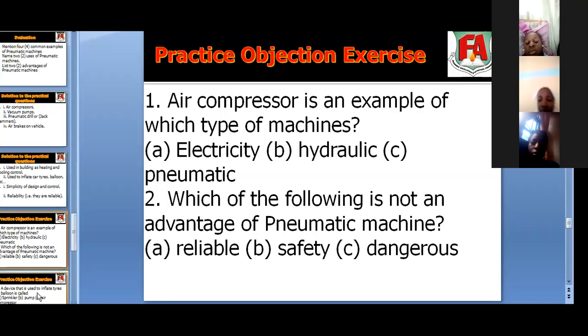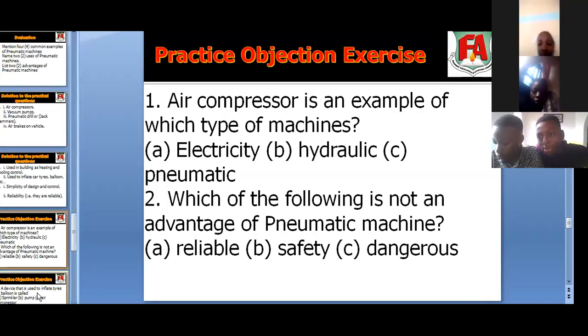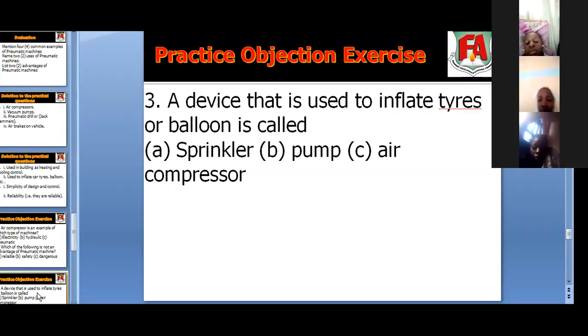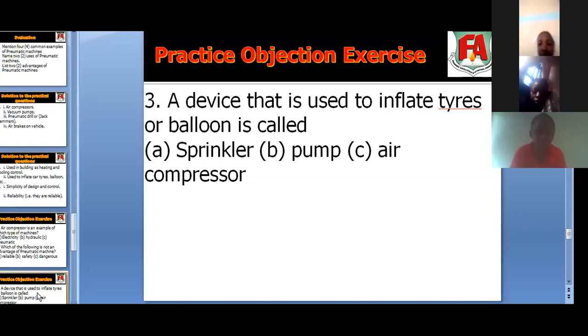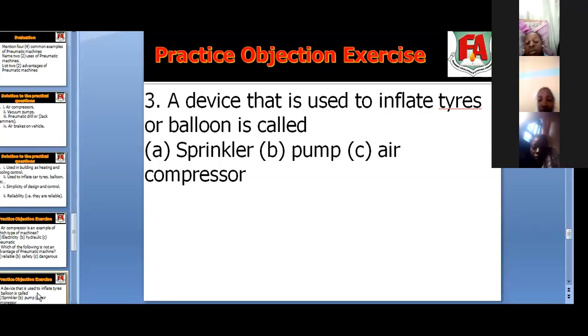Okay, question number 3. A device that is used to inflate tires or balloons is called dash. Option A, sprinkler. Option B, pump. Option C, air compressor.